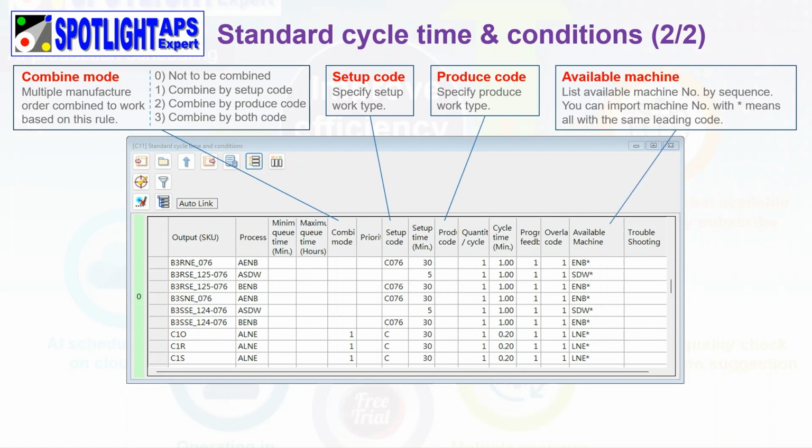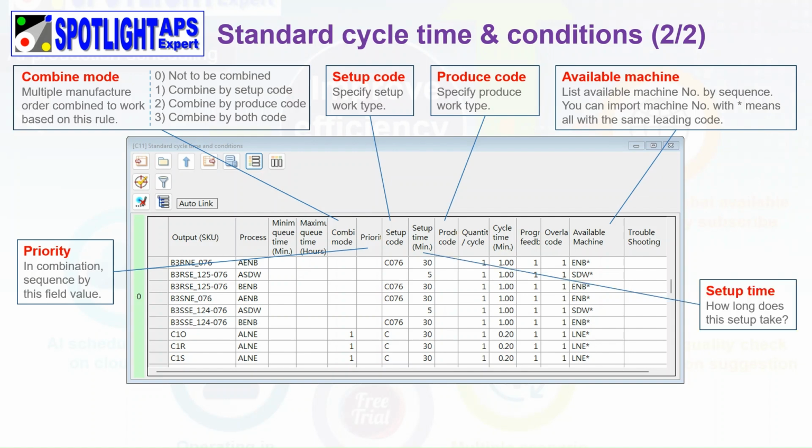Field, available machine, you can list the available machines in this field. The sequence of machines in this field orders the priority when scheduling. If some jobs are combined, only a machine which is available for all jobs in this combination can be assigned work. Field, priority, if some jobs are combined to work together, this field value orders the sequence of them. Field, setup time, this field specifies how long the process setup takes. This field will be applied with the setup code.